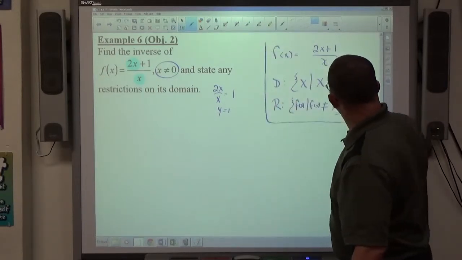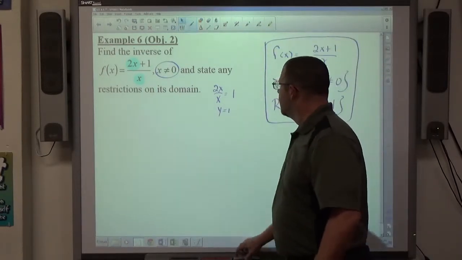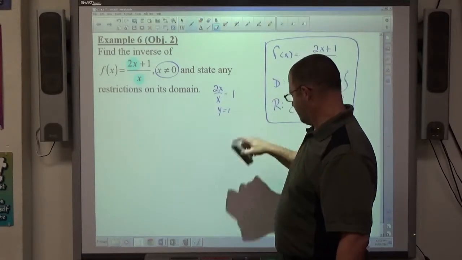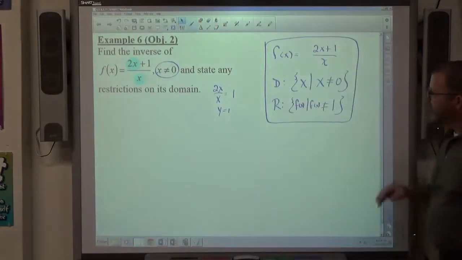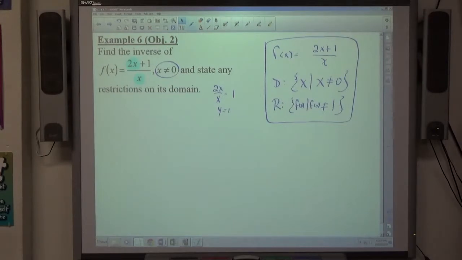And again, just put this in the box because it's going to be important in a few minutes. But for right now, that's what we need to figure out. So we have a range where f of x is not allowed to equal 1, and a domain where x is not allowed to equal 0.